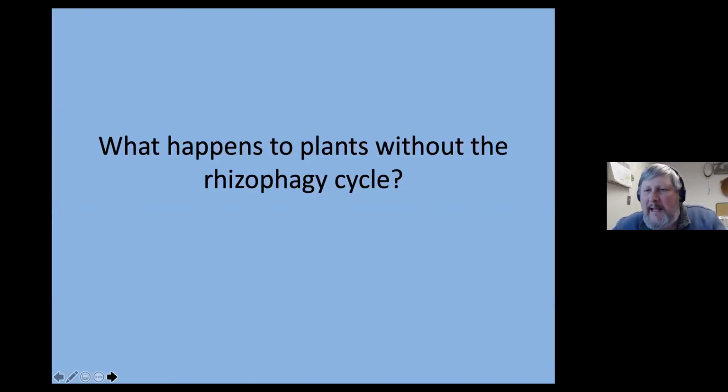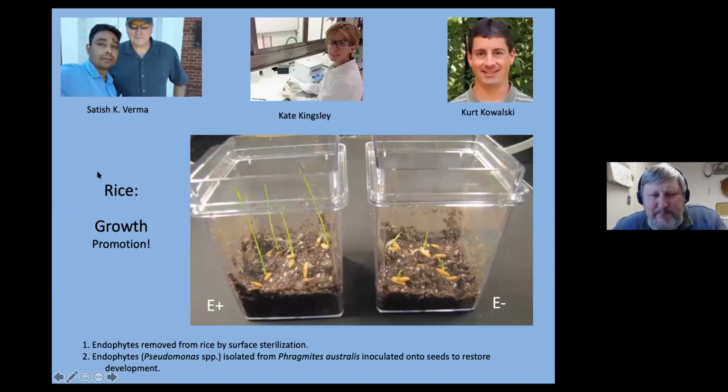Okay, what happens to plants without the Rhizophagy cycle is this, and this is rice. It's an experiment with rice, and what we did in this particular experiment, we removed all the microbes off rice, and that process involved Clorox, for about an hour, surface sterilization, similar to the other grass, and treating with antibiotics. And then we put a bacterium back on. And this E plus here, this is endophyte plus, but it was a bacterial endophyte that we put on. And this one to the right, E minus, we didn't put any endophyte on that. That is an axenic seedling.